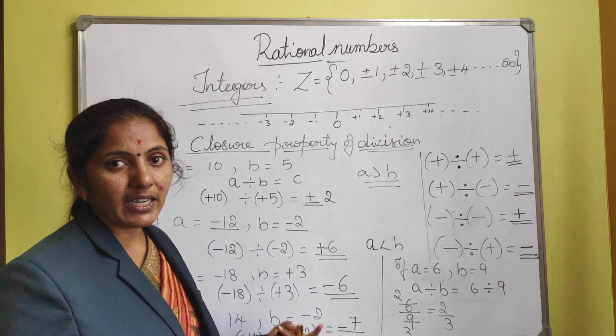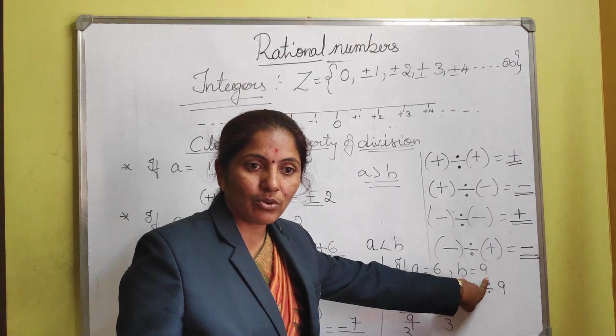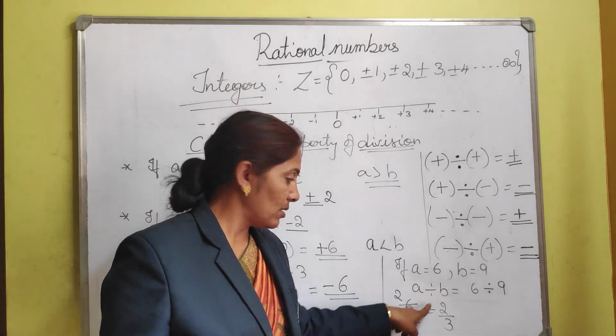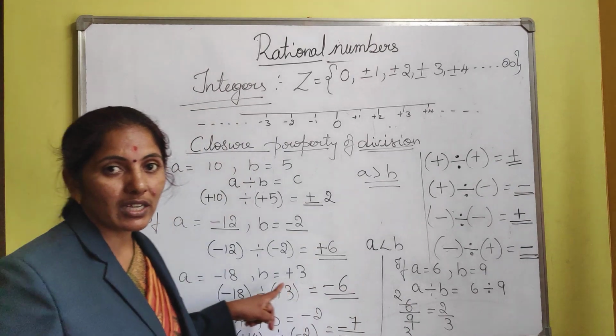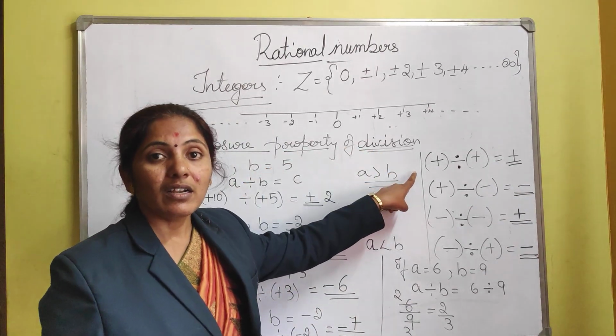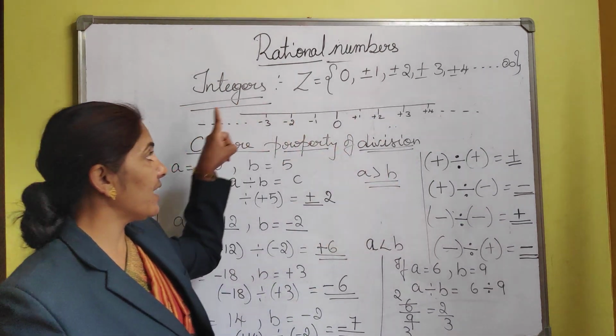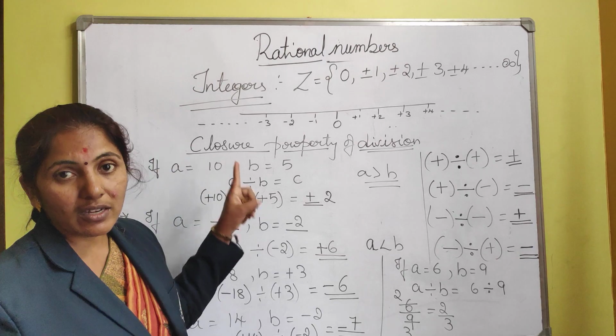Is 2 by 3 an integer? 2 by 3 is not an integer, though they are positive. So what is the conclusion I can give here? Closure property of division does not hold. Closure property of division for the integers does not satisfy.